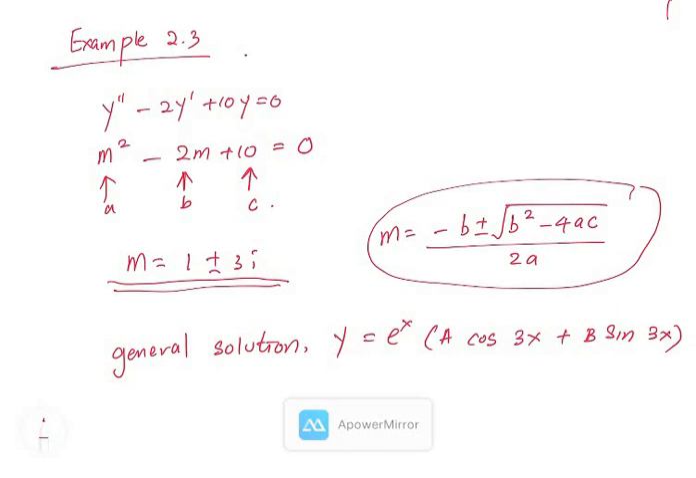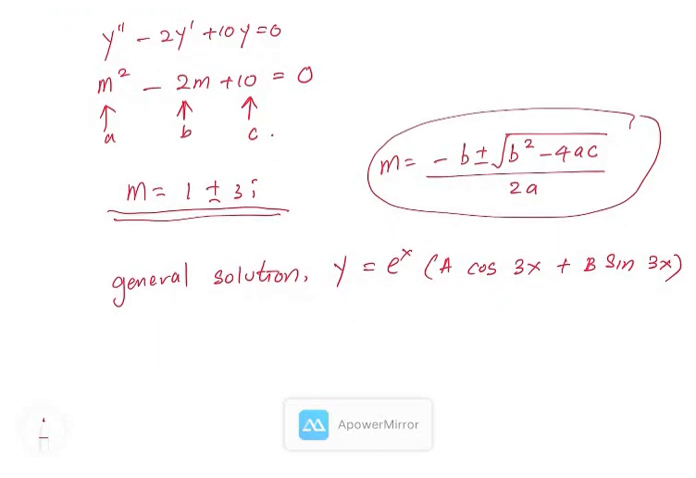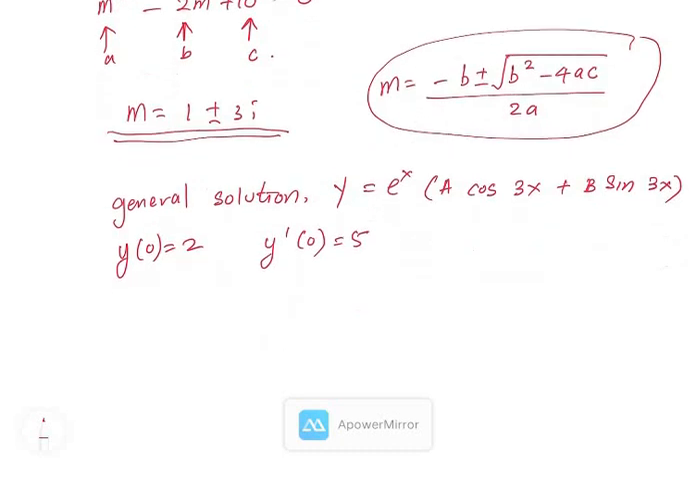So don't forget you have the initial condition. The initial condition is y(0) equals 2 and y prime (0) equals 5. So y(0) equals 2 means that when x equals 0, y equals 2. And y prime (0) means that when x equals 0, y prime equals 5.